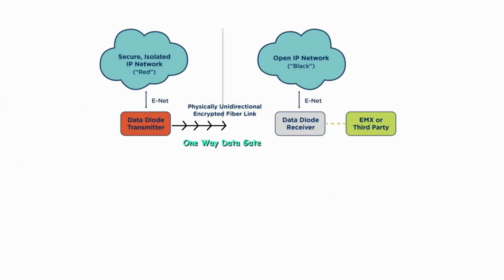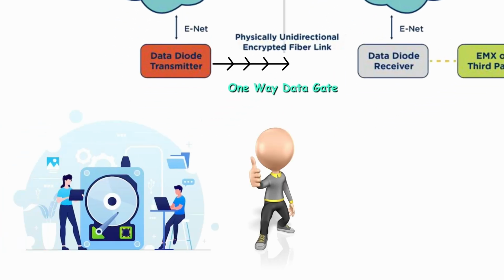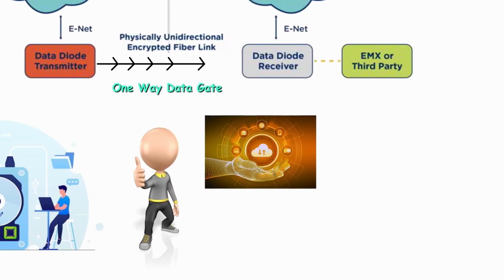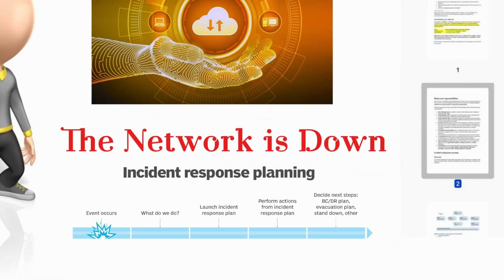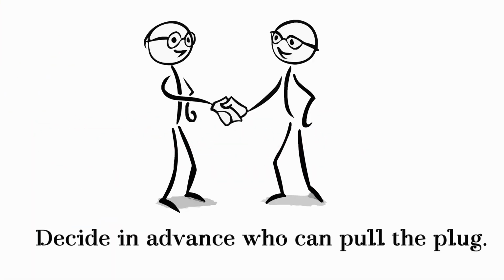Hard separation between office and control networks. One-way data gates where possible. Cleanroom rebuilds you've actually practiced. Offline gold images, and a paper or offline playbook for when the network is down. Decide in advance who can pull the plug.